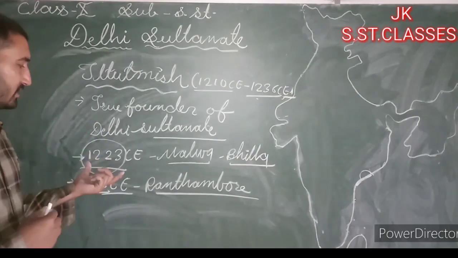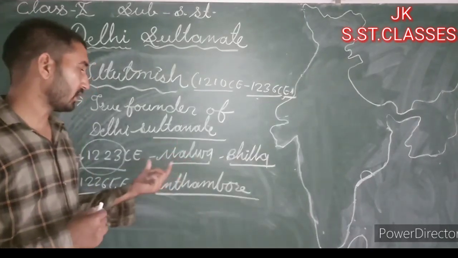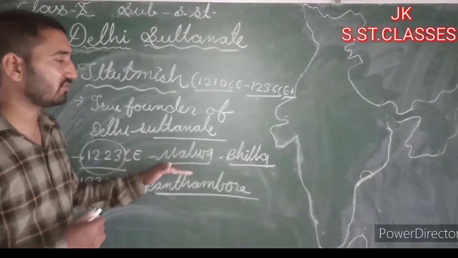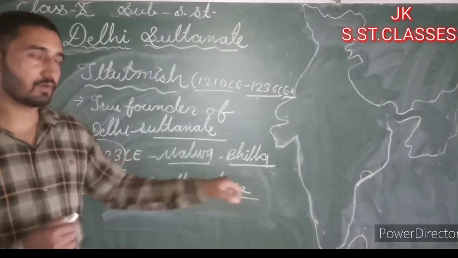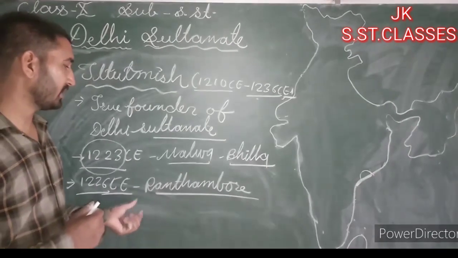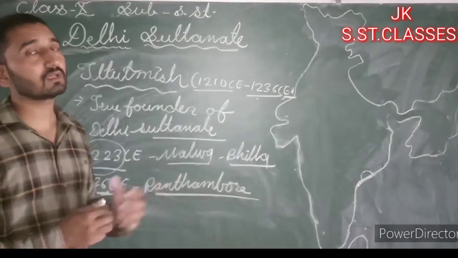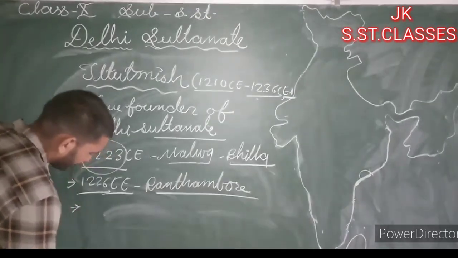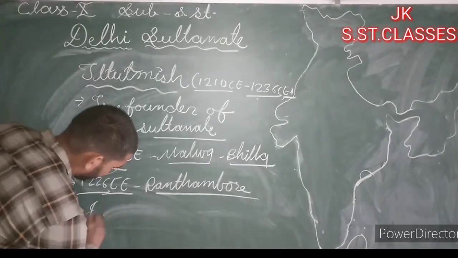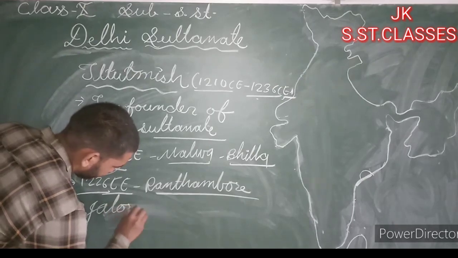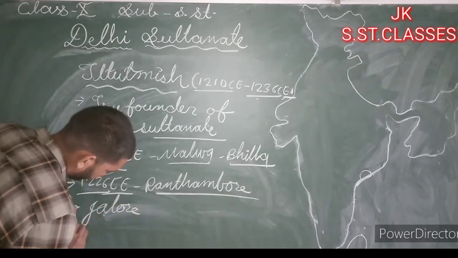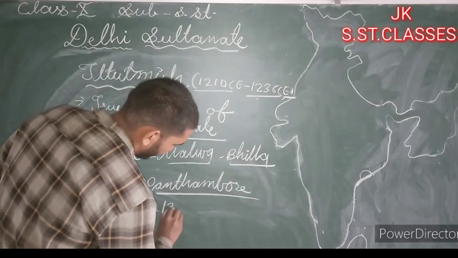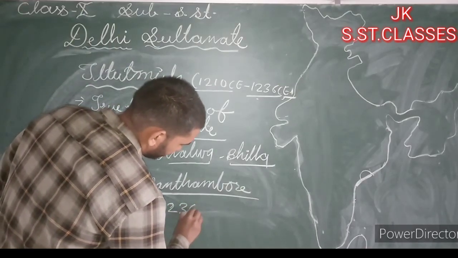In 1223 Common Era, he conquered the region of Malwa. Means we can say that he invaded the region of Malwa and conquered Bhilsa. In 1226 Common Era, he conquered the region of Ranthambore. Along with that, he also invaded the region of Jalore. Finally, Iltutmish died in 1236 Common Era.